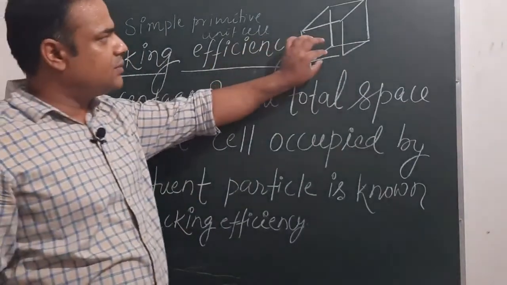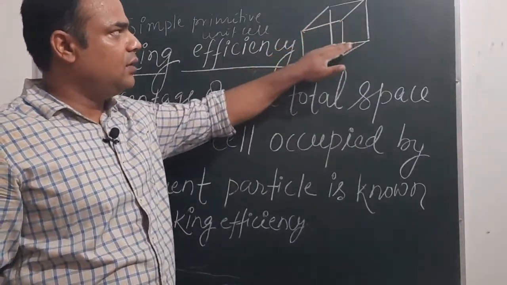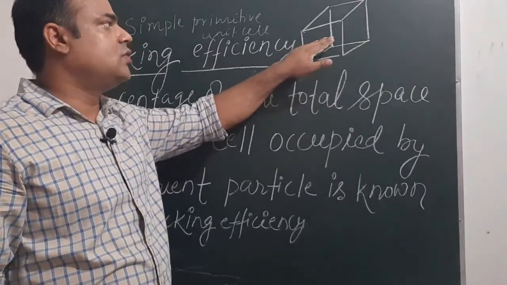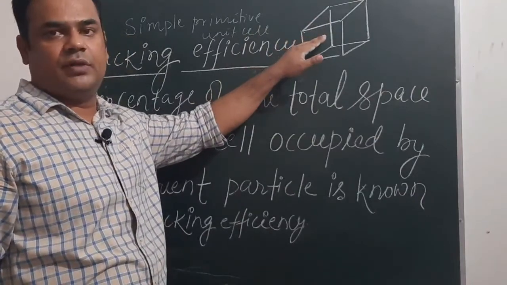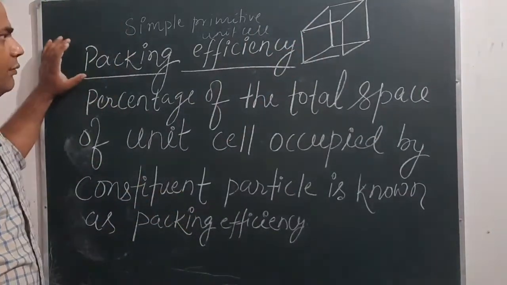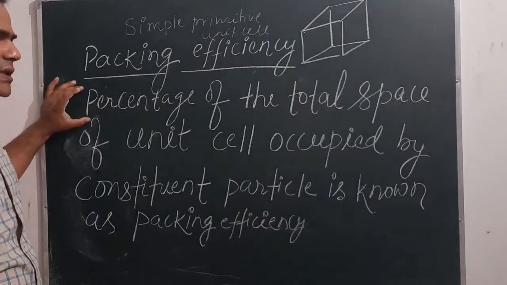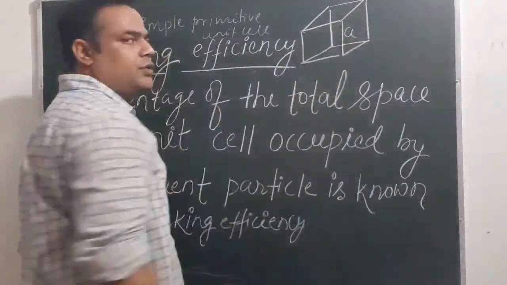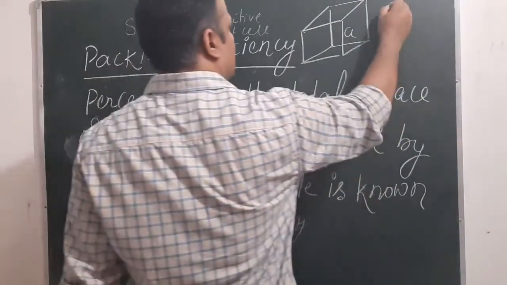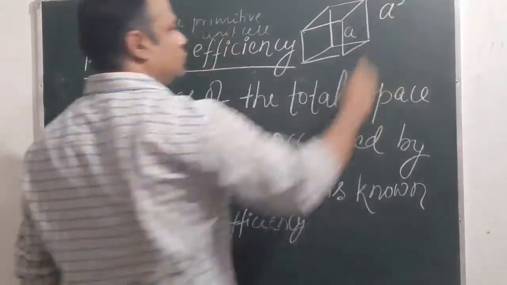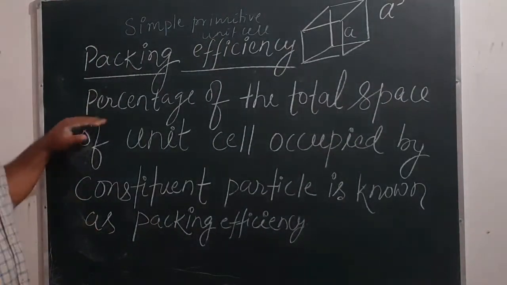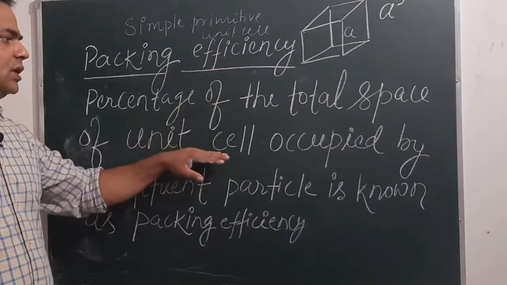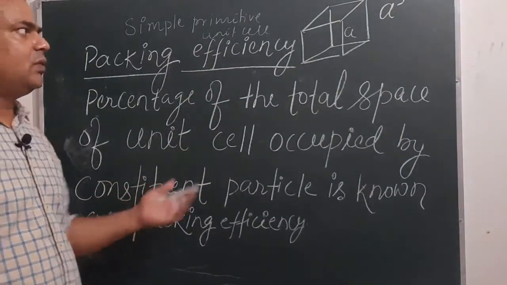So how much percentage of this available volume of unit cell is occupied by constituent particles is known as the packing efficiency of this unit cell. So we'll define packing efficiency as the percentage of total space. Suppose the side of this cube is A, then total volume is A cube. So the percentage of the total space of unit cell, total space A cube, occupied by constituent particles.